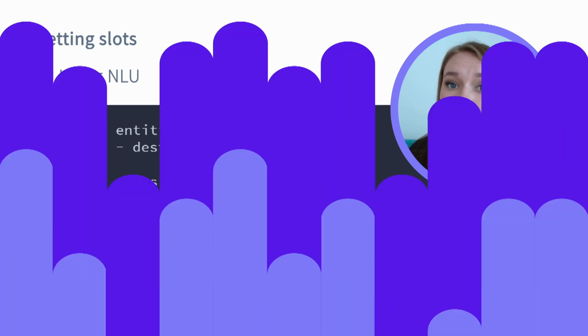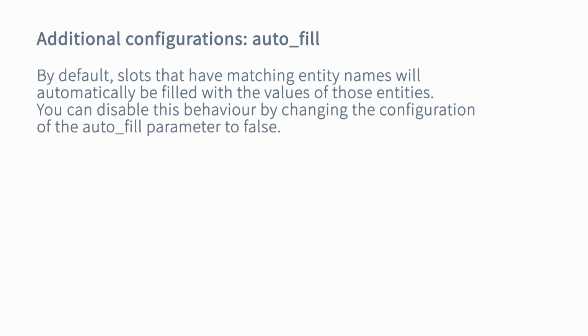As I have mentioned, when defining slots, there are some additional configurations that you can add to specify the behavior of your slots a little bit more. I would like to cover one of them right now. It's a flag called autofill. It's a very powerful feature that enables you to alter the behavior of automatic slot filling for the slots that have matching entities.